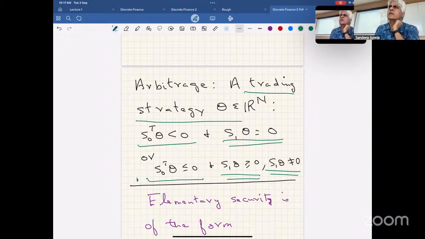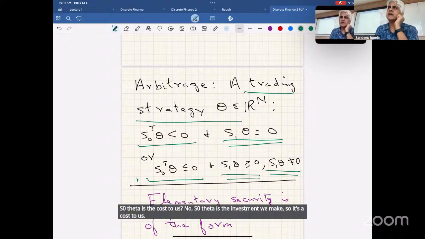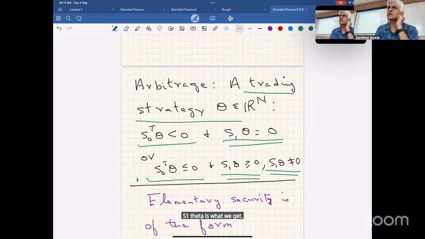Cost, right? S0 theta is the investment we make, so it's a cost to us. S1 theta is what we get. It's not the cost to us. It's a reward to us. Yeah, we've just written it that way.